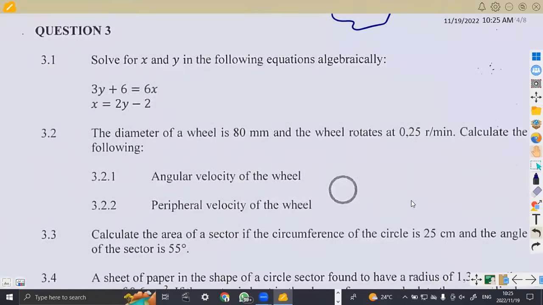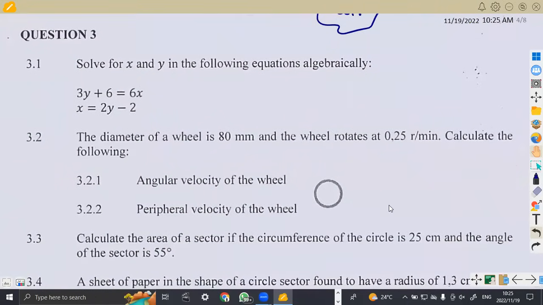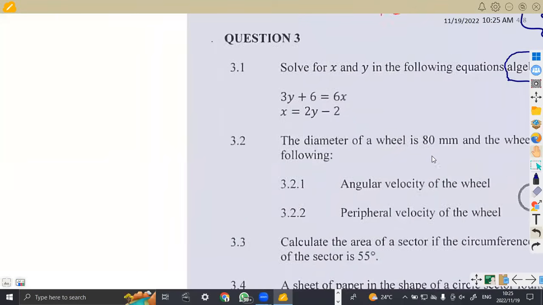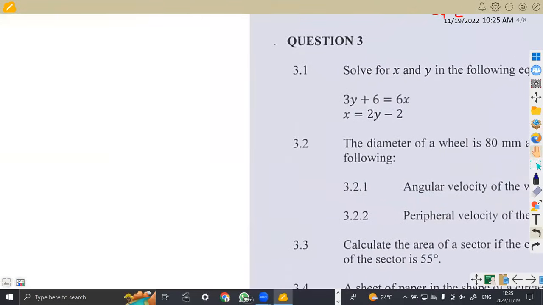Question 3. Solve for x and y the following equations algebraically, which means we can use any method for algebraic. That is substitution method, any method that you can think of, as long as it is algebraic, not graphical method. So here we're going to choose any. For me, it was actually best for you to work with substitution. Why? Because already x is the subject on equation 2. We can name this equation 1, equation 2.